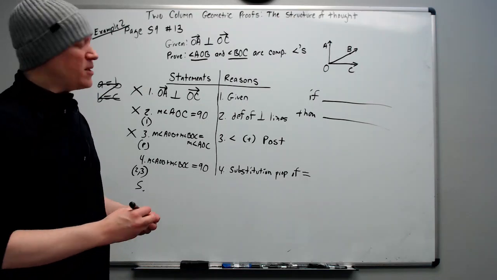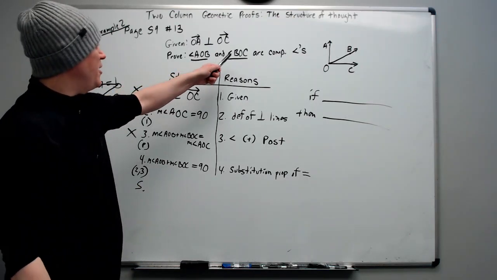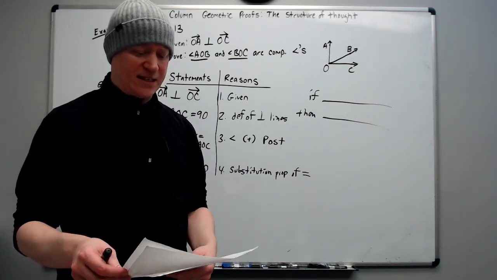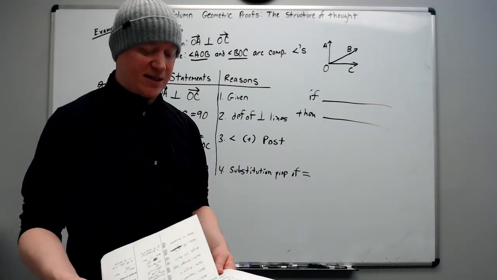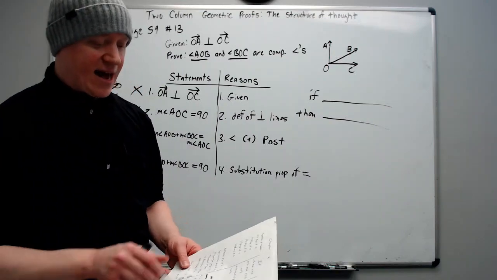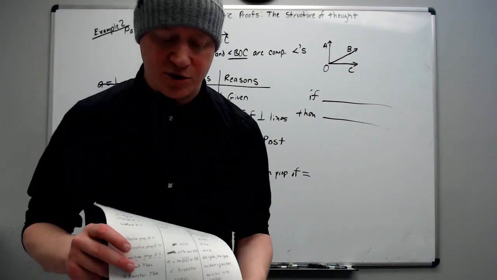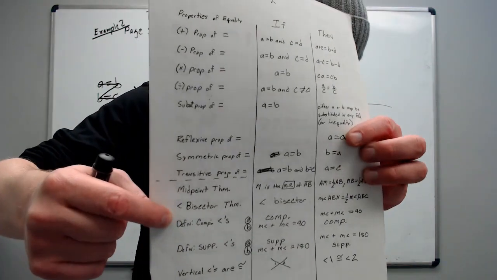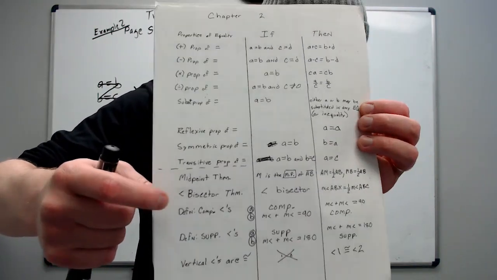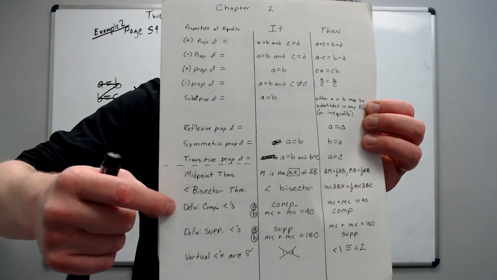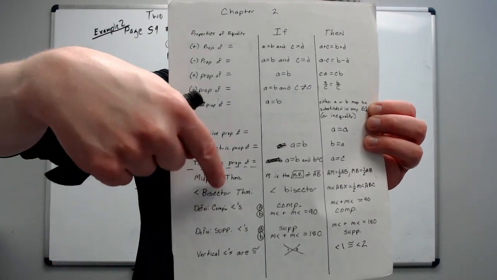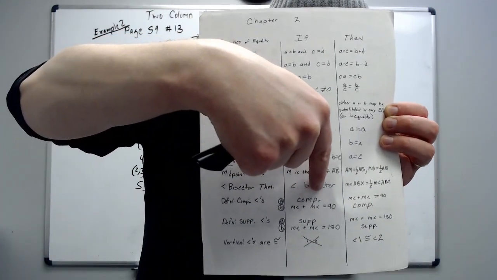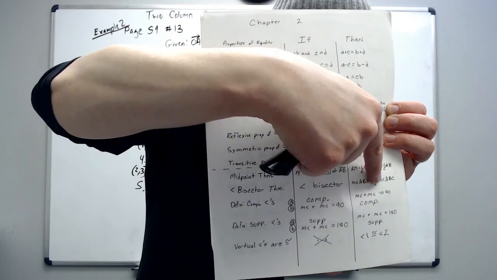Well, what are we trying to prove again? We're trying to prove that AOB and BOC are complementary angles. Then we should probably look up the definition of complementary angles because that's the defined term. And I have it on my second page for chapter 2 of this book. You will see that it is right here, definition of complementary angles, and it shows that the if portion is if angles are complementary, then the measure of those angles adds up to 90.